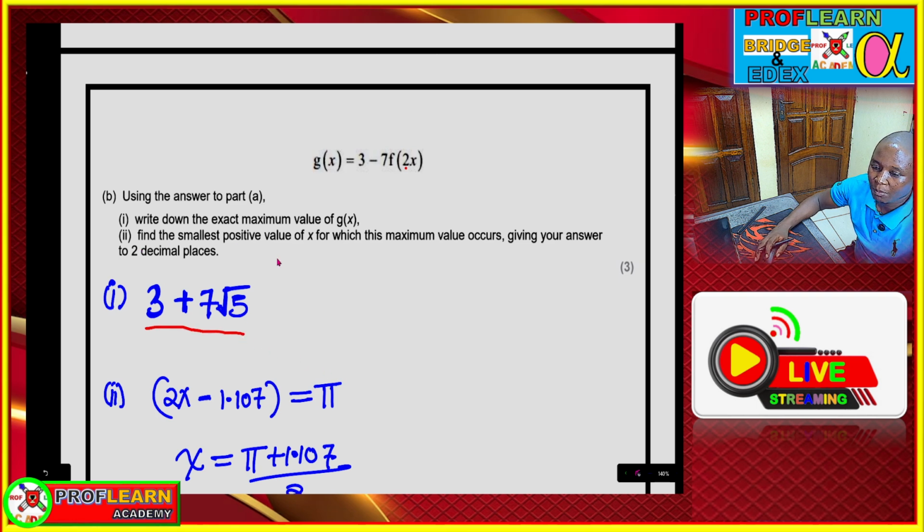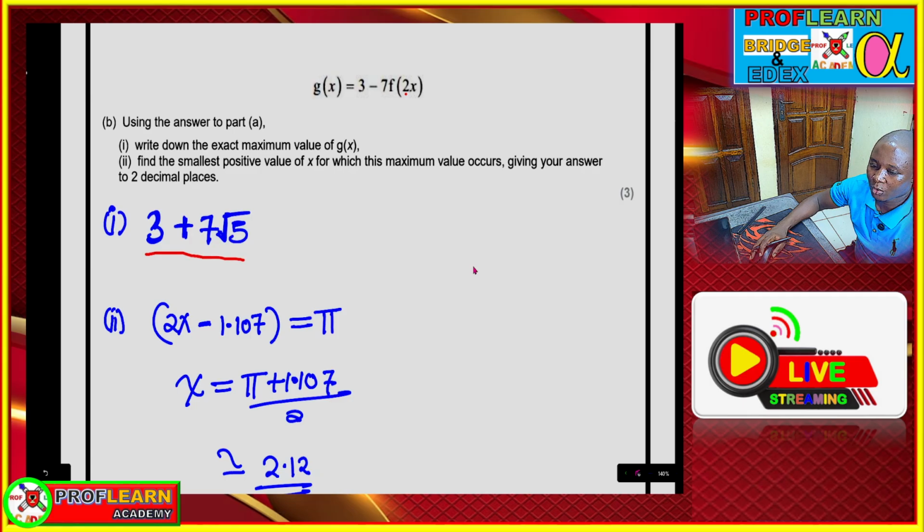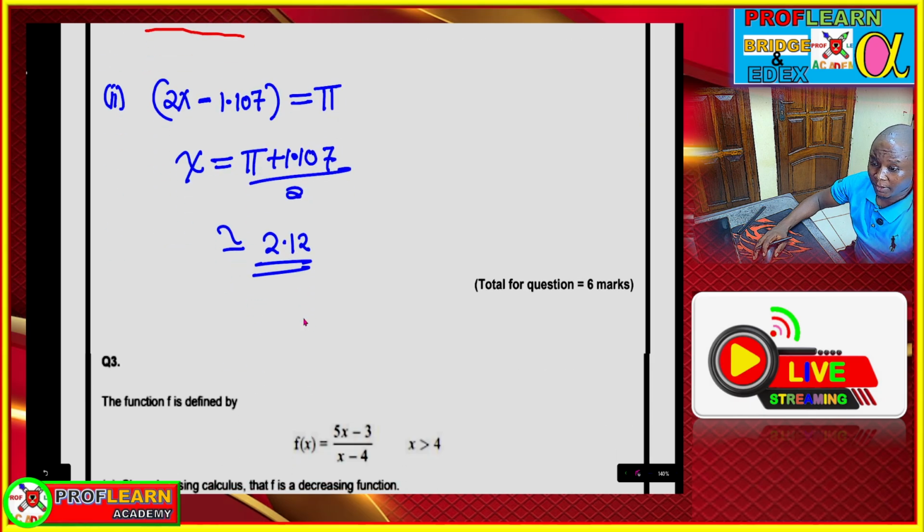And find the smallest possible value for x. You just take 2x minus whatever we were having here, 2x minus this, and you equate it to pi, because it's going to be 0 at pi. Then you solve for x, and you're going to get your answer as 2.12.